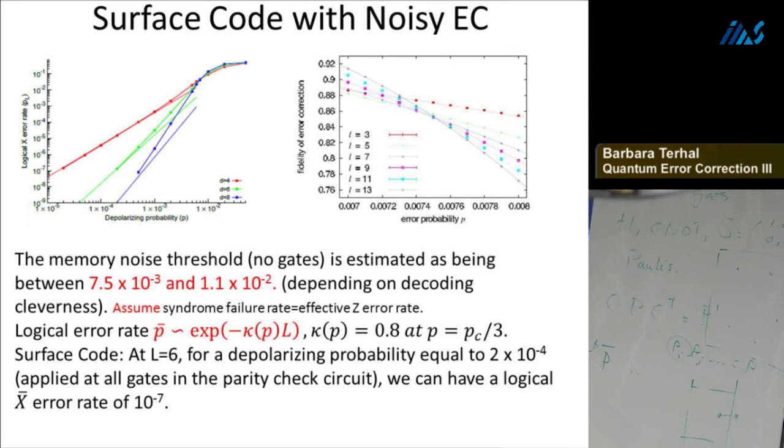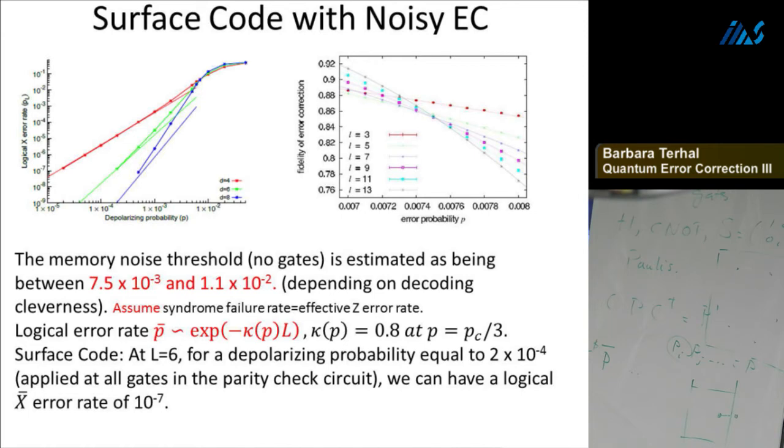But you can say, if I start with the 13 by 13 code, which is about the smallest code, what is the logical error rate given some base error rate? This logical error rate may not be very good, maybe smaller than the base error rate, but only for larger L do you get better logical error rates. Here there's an estimate for L is 6, coming from this graph.